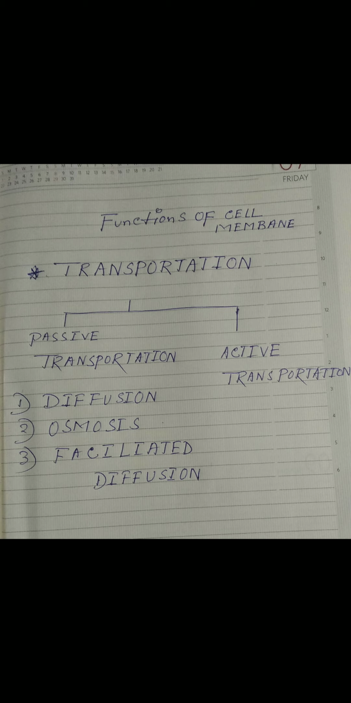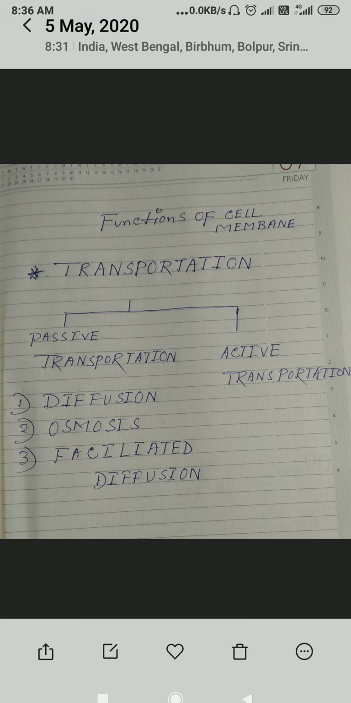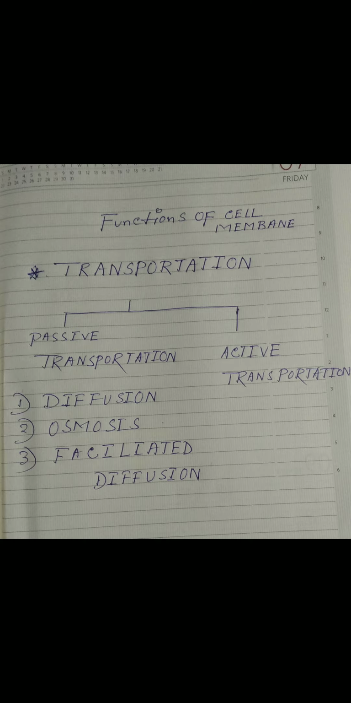So when we look at the transportation process, we can see that transportation can occur passively or transportation can occur actively in the cell membrane. Listen very carefully. Here in the picture you can easily see that transportation can occur passively and also actively. Okay. Now what is the difference between active transport and passive transport?